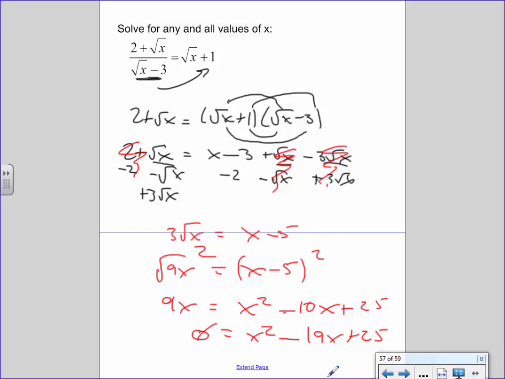I threw the 3 inside as a 9, squared both sides, brought the 9x to the other side. I got a quadratic. These ones always need a quadratic formula. So we're just going to stop there. Let's not use the quadratic formula. Let's just say we can solve it if we have to.